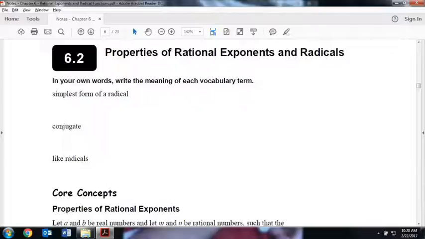Ooh, escape. Yeah. Discard. Scroll down.